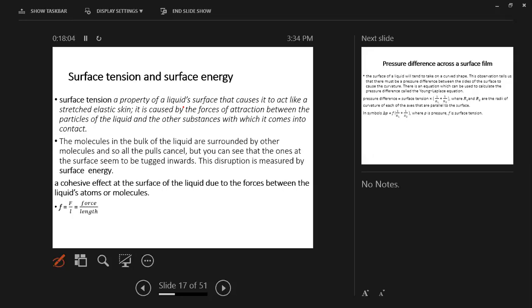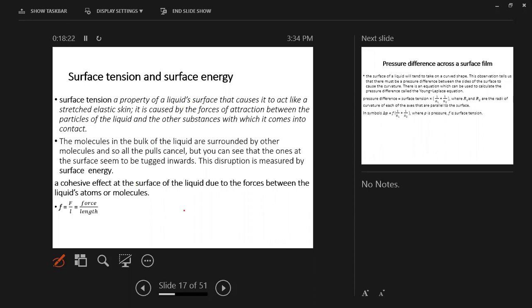The molecules in the bulk of the liquid are surrounded by other molecules, so all the pulls cancel each other out. But the surface seems to be pulled inwards. This disruption is going to cause the surface energy. So this is going to cause surface energy.